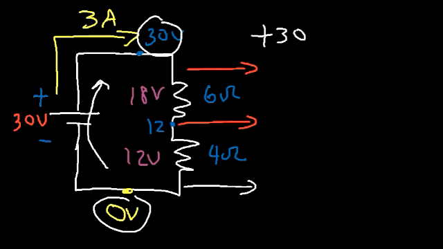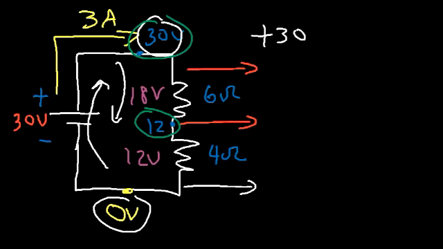Voltage is defined as electric potential energy per unit charge. 1 volt is 1 joule per coulomb. So the battery increases the voltage of the circuit. Now, as we go through the resistor from 30 to 12, we experience a voltage drop.